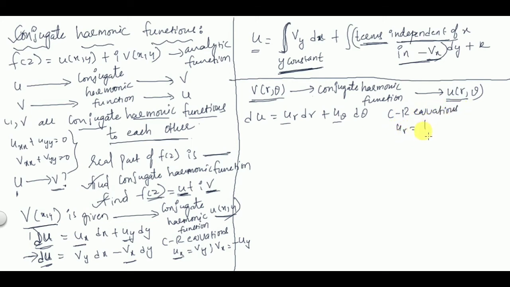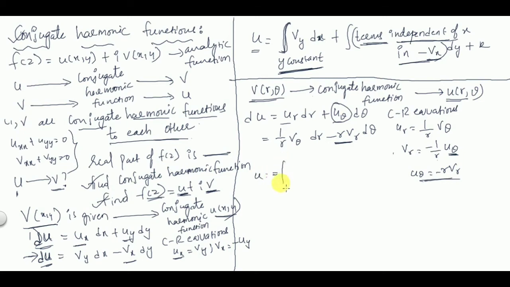So what are the Cauchy-Riemann equations? ur is equal to 1 by r v theta. Similarly, vr is equal to minus 1 by r u theta. So in the place of ur, we can write 1 by r v theta dr, and in the place of u theta we can write r vr. So for u theta, send this r to this side, and also the negative sign. So u theta is equal to minus r vr. So in the place of u theta I am substituting minus r vr d theta.